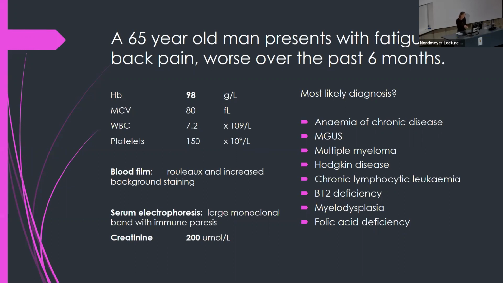Myelodysplasia doesn't explain all the features. It causes anemia, usually macrocytic anemia. Folic acid deficiency, again, usually macrocytic anemia. So of those, the most likely has got to be myeloma, I think.